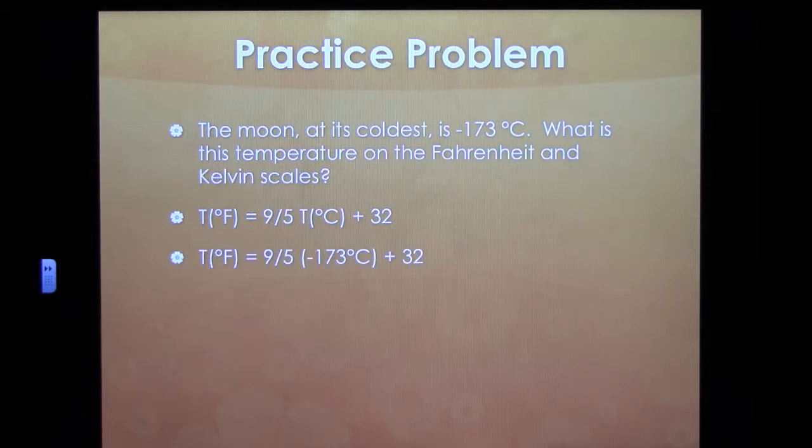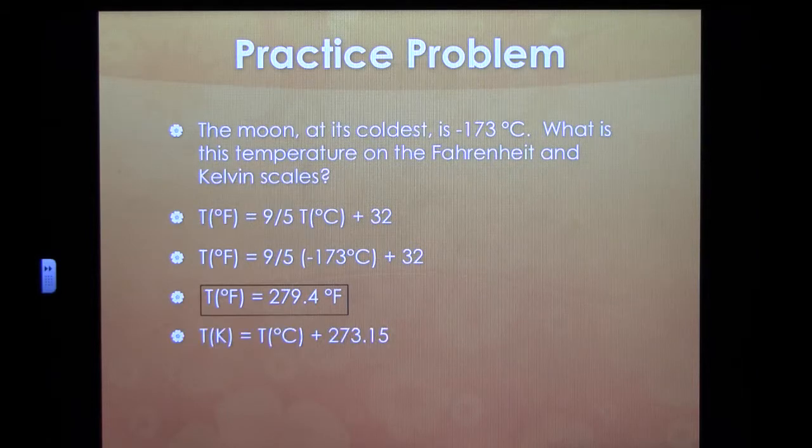Plugging into the equation, we get a temperature in degrees Fahrenheit to be negative 279.4. We then are asked to determine the Kelvin temperature. Remember, to find the Kelvin temperature, we take the temperature in degrees Celsius and add 273.15. Don't just assume that the temperature we just found is what we'll plug into the Kelvin formula. It must be temperature in degrees Celsius.